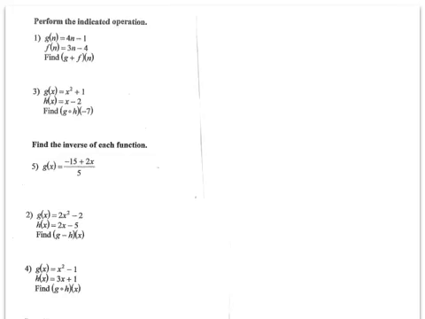Okay guys, you have to keep track of how I'm doing these because I cut and pasted to give myself more room to work, so they're a little out of order. But starting off with number 1, we are adding two functions, so it's just 4n minus 1 plus 3n minus 4, so you get 7n minus 5.